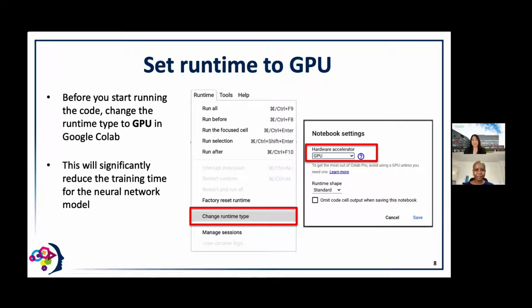Another reminder before you start running the code: just follow these instructions to make a small change so that your code will run faster.